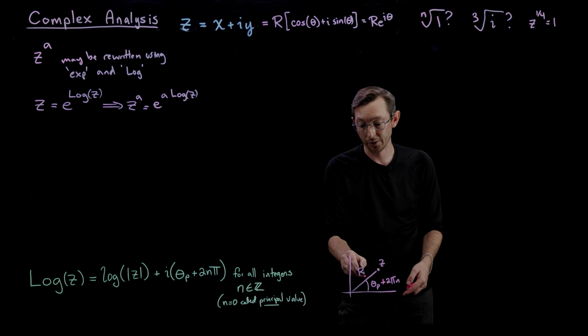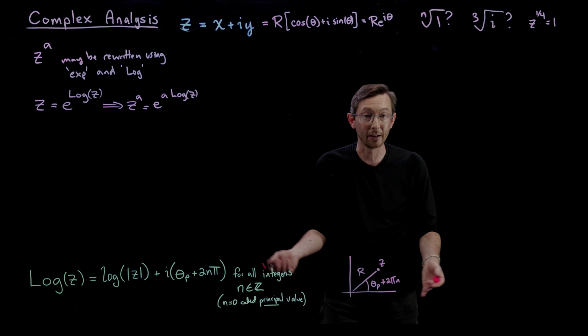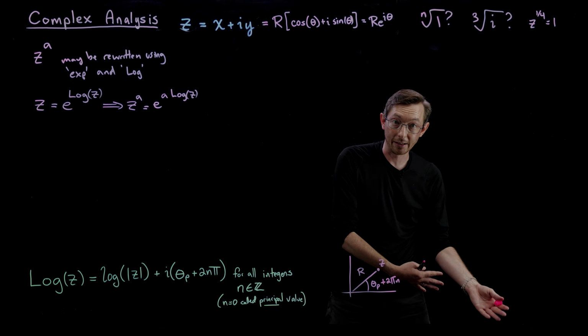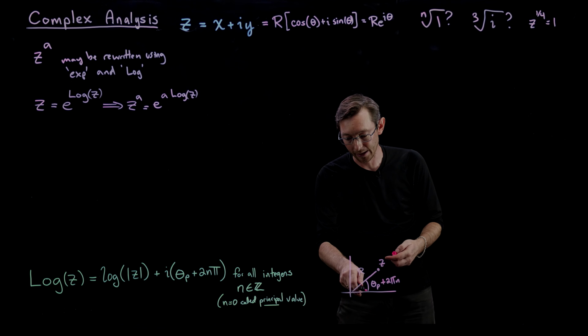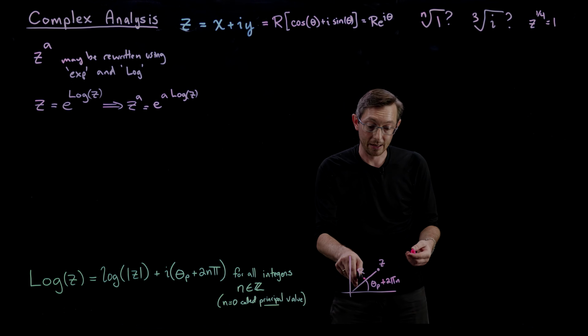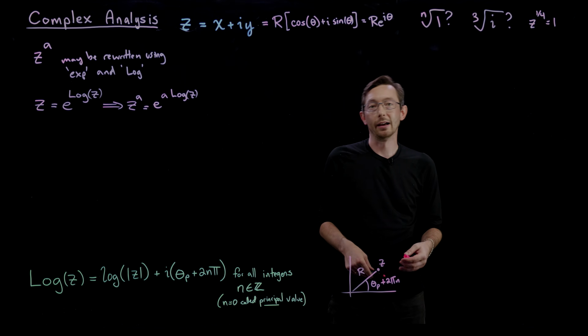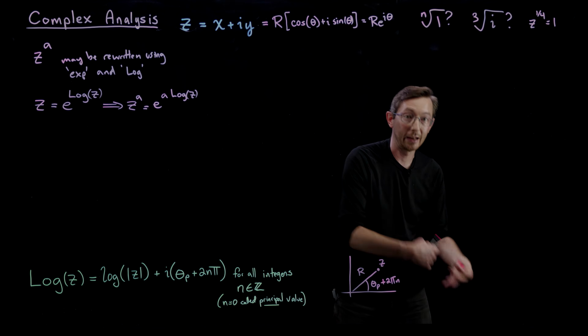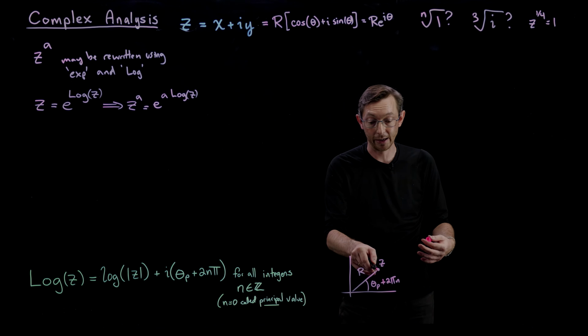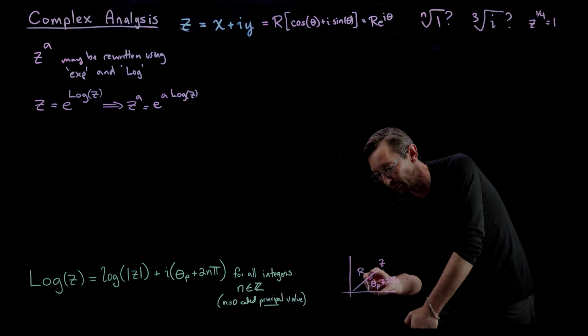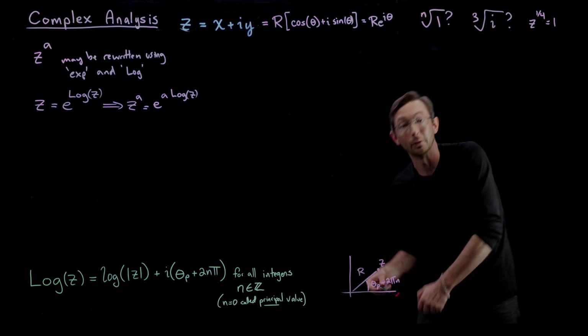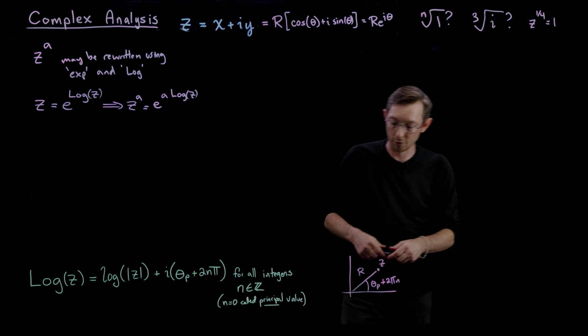Let's say this was 30 degrees. 30 degrees is fine. So is 390 degrees. So if this was pi sixths, then pi sixths plus 2 pi is also valid. Plus 4 pi is also a valid way of defining z. We normally only choose the principal value between 0 and 2 pi, but I could add 2 pi to that any way I like.